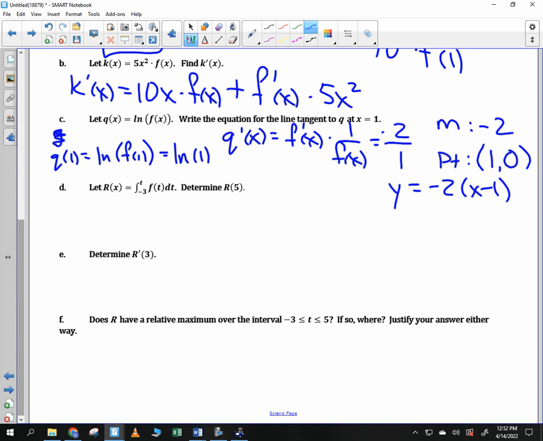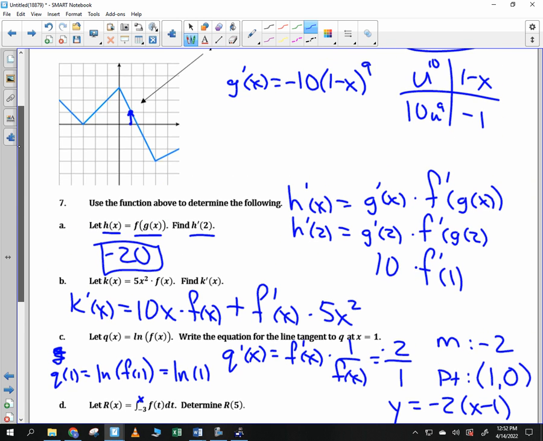Then all of a sudden somebody throws this there. They say r of x equal to the integral from negative 3 to t of f of t dt. Determine r of 5. This should actually be an x there, not a t. That's improper notation. My apologies. What does that mean? Trying to find r of 5.